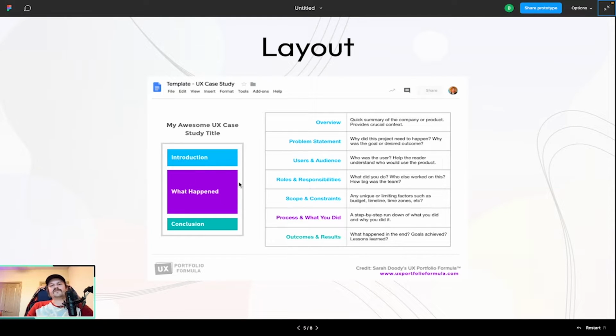And on this graphic, the process is the what happened. It's this big purple block right here, which, as stated up here in this table, is process and what you did, which is a step-by-step rundown of what you did and why you did it. And I will talk a little bit more about that in a moment, those being two key things.